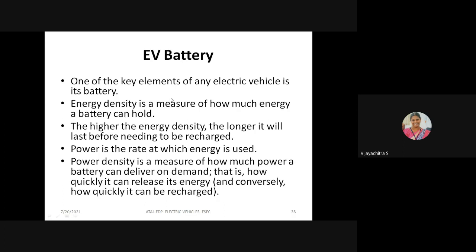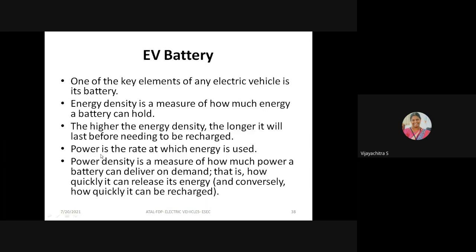And energy density, we all know, is a measure of how much energy a battery can hold. So here the capacity of the battery can be defined by means of the energy density. The higher the energy density, the longer it will last before needing to be recharged. So when a battery has higher energy density, then definitely it can have a longer lifetime, and it can go for a longer period before recharging.